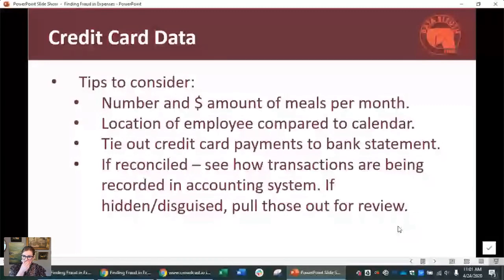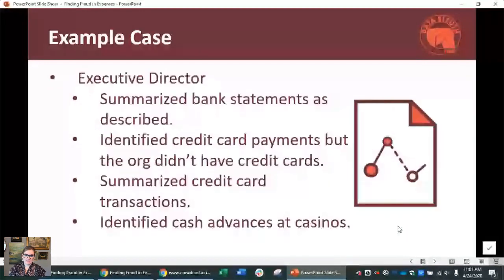So here's one example. We had this executive director of a nonprofit. We summarized the bank statements, and we identified some credit card payments, but the organization didn't have any credit cards. So then we were able to actually, one of the employees still had some copies of these credit card statements. And so then we scheduled and summarized the credit card transactions, and we identified tons of cash advances at the casino.